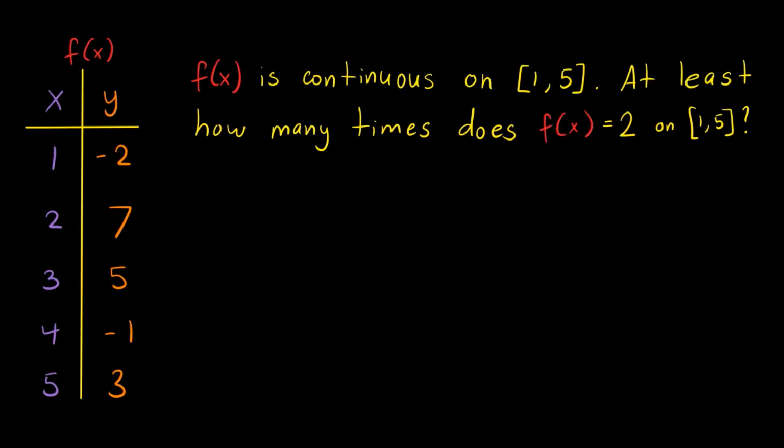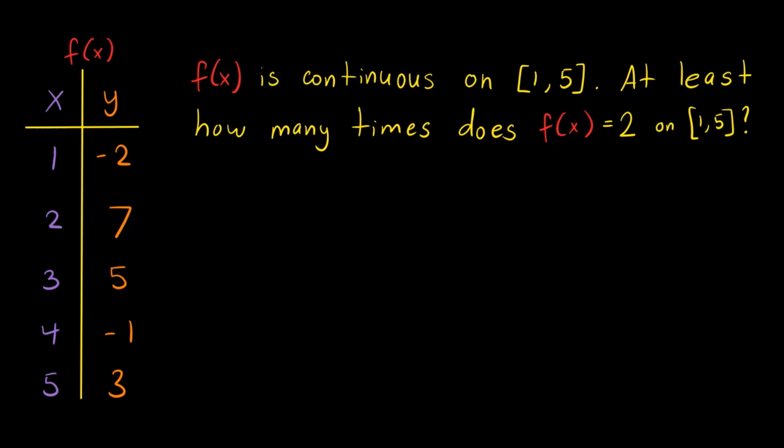Alright, this problem is giving us a table for a function f of x that's continuous on the closed interval [1, 5]. And it's asking us for at least how many times f of x is equal to 2 on that closed interval. Well, this question is asking us how many times f of x passes through 2. So I'd say using the intermediate value theorem here would be a good call.